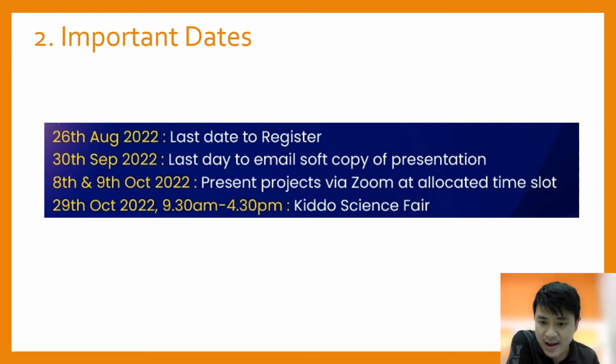For round 2, the final round will be on the 29th of October, which is a Saturday. The children have to be there. If you are selected, the students that move forward to round number 2 have to be there at 9:30 a.m. The end of the competition will be 4:30. Basically, they have to present for 3 hours.